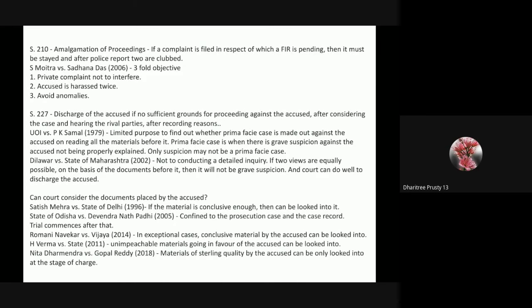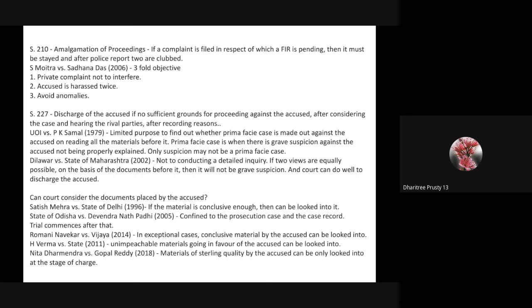However, in Romani Navekar versus Vijaya, H. Verma versus State, and Neeta Dharmendra versus Gopal Reddy, this conservative view of the Honorable Supreme Court, that it will only be limited to the prosecution case and the case record, was somehow diluted again by laying down that if it is a conclusive material, then it can be looked into. If it is an unimpeachable material going in favor of the accused, then it can be looked into, and materials of sterling quality by the accused can also be looked into at the stage of charge or discharge, as the case may be.